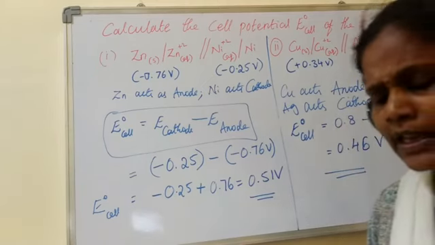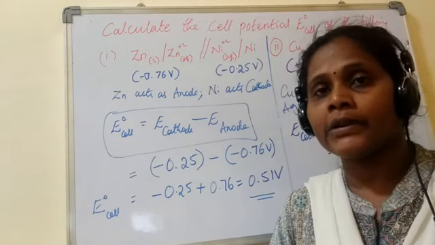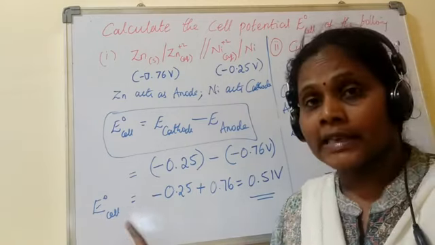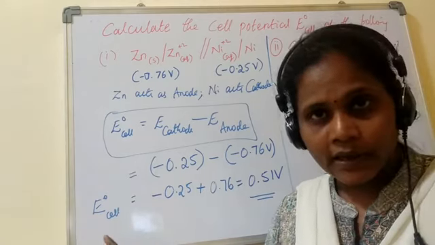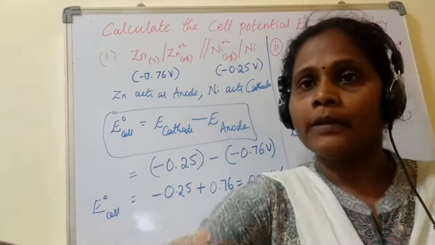Like this, innumerable electrochemical cells can be constructed and their standard EMF, or E cell, can be calculated. EMF of the cell or E0 of the cell is one and the same here. Okay.